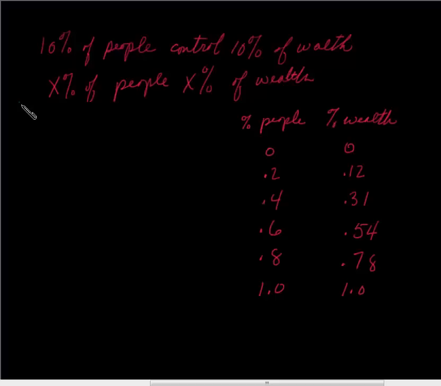But if we had perfectly even distribution of wealth, then 10% of the people would control 10% of the wealth, and 20% of the people would control 20%. And we could say in general that X% of the people would control X% of the wealth. Now that would look like, on a graph, something like this.